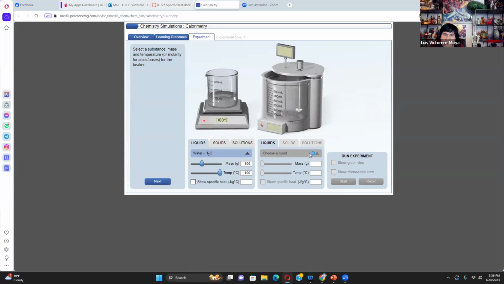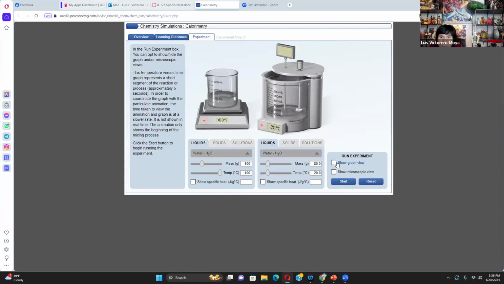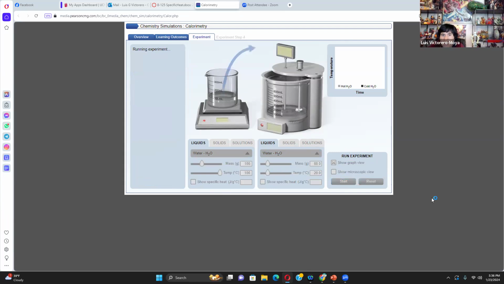And then here you want to have water again. And maybe here, not 115, let's put here 80 grams at room temperature, 20 degrees Celsius. So now we can show the graph, and then we can run the experiment.